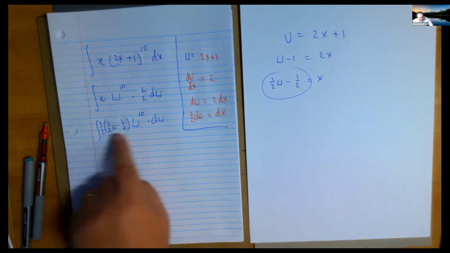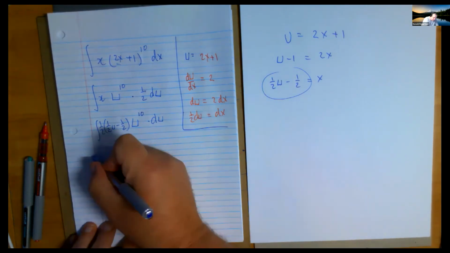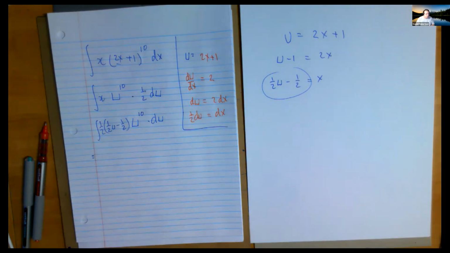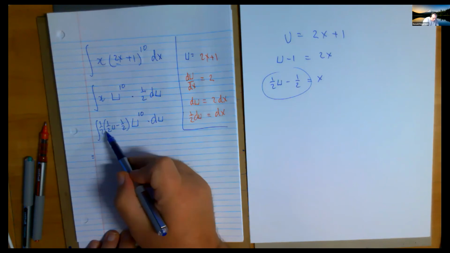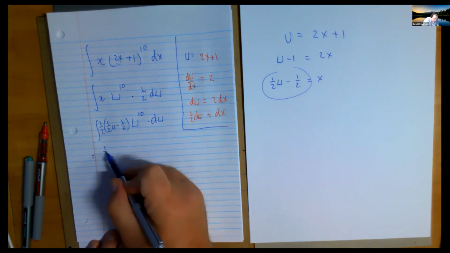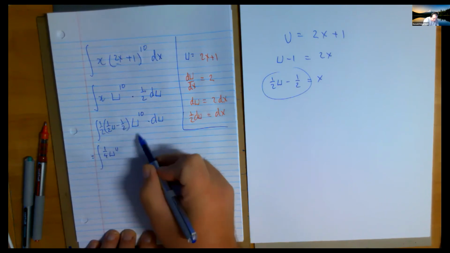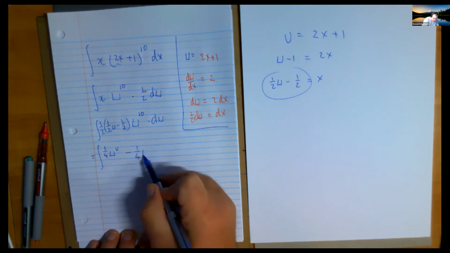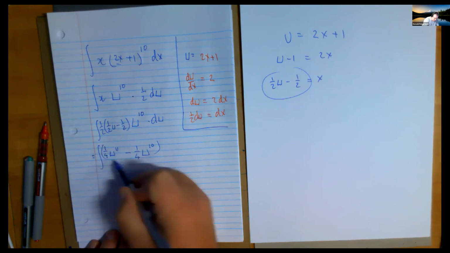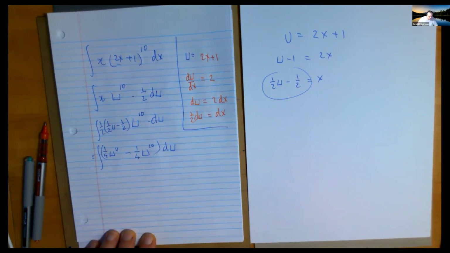Now, I can integrate that in a minute, but won't I have to distribute everything to get it into powers of u so I can use the power rule? So 1/2 times that gets me 1/4 u to the 11. 1/2 times that gets me negative 1/4 u to the 10 du. Would you agree that that is now a doable question?